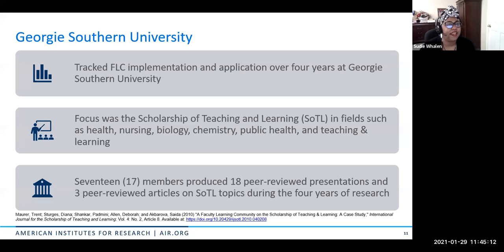Appreciate that. So Georgia Southern University, what they did is they tracked FLC implementation and application over 4 years at the university. The focus was on the scholarship of teaching and learning, as faculty learning communities should be, in fields such as health, nursing, biology, chemistry, public health, and teaching and learning. 17 members produced 18 peer-reviewed presentations and 3 peer-reviewed articles on the scholarship of teaching and learning during the 4 years that this process was being researched.